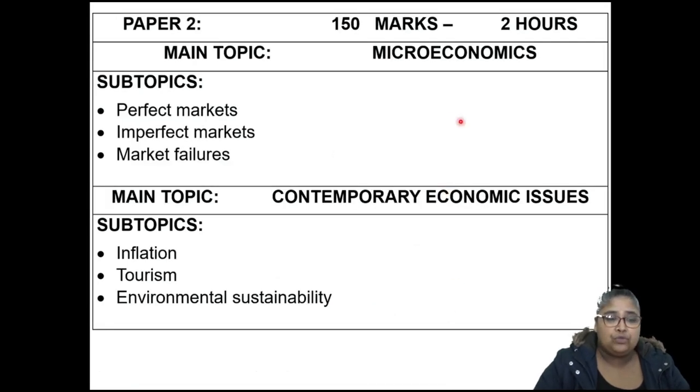Paper two covers what you have covered now in the second term, microeconomics. So we looked at perfect and imperfect markets: perfect markets, imperfect markets, monopolies, oligopolies, monopolistic competition, as well as market failures. What goes hand in hand with microeconomics are contemporary economic issues, and these are the subtopics included there: inflation, tourism, environmental sustainability. So this will be paper two, and as you can see, also 150 marks, and 2 hours you will be writing that.